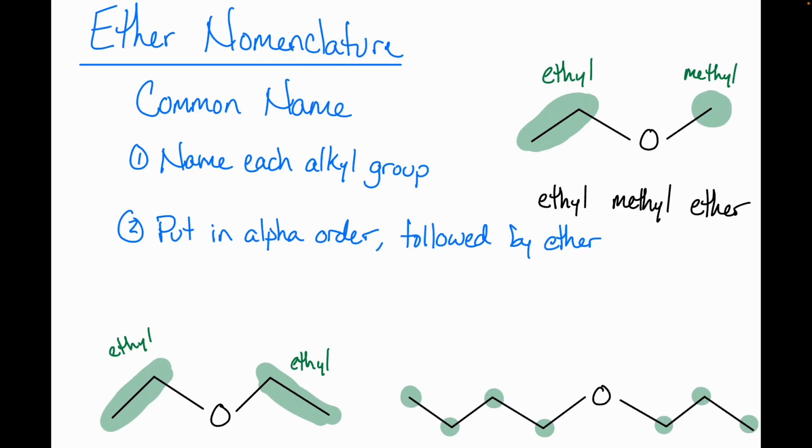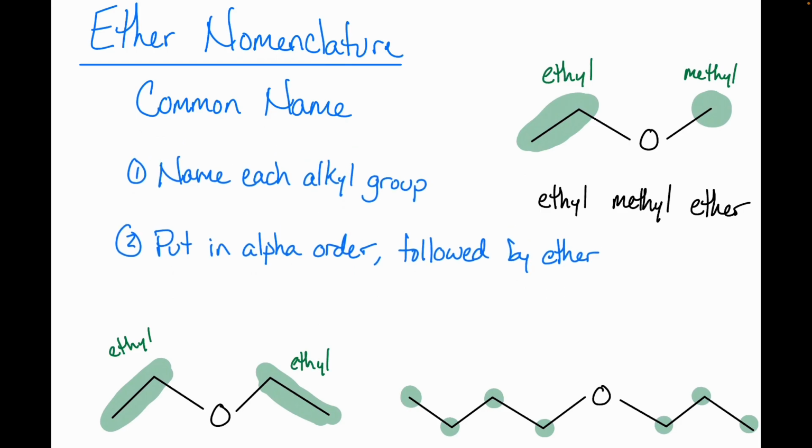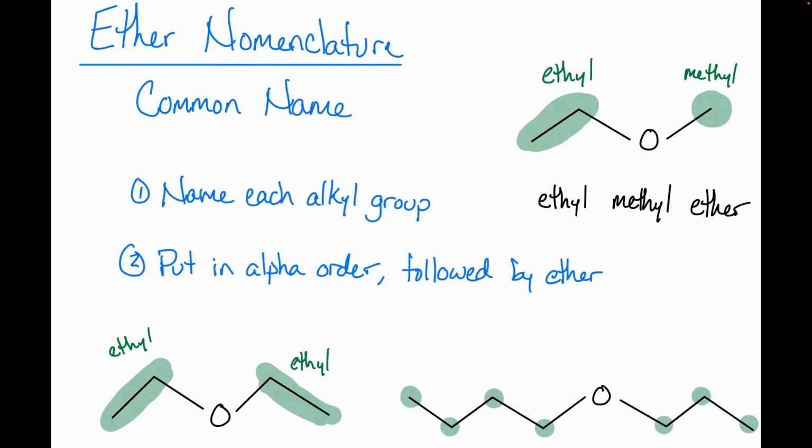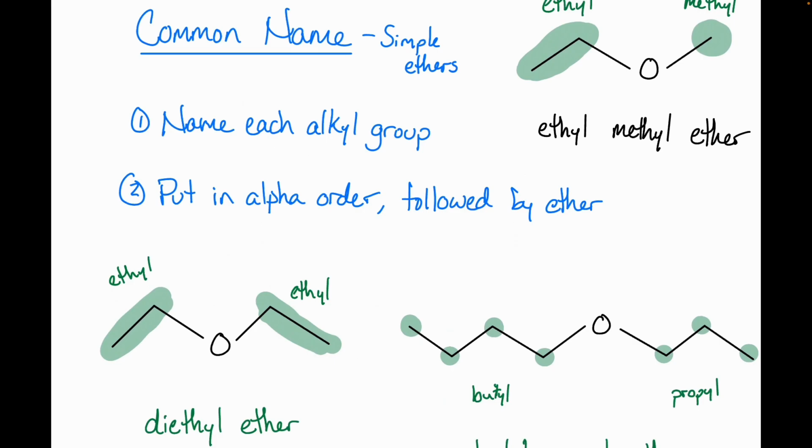Again, ethers are very commonly referred to by their common names, as opposed to some of the other functional groups where they're just strictly referred to by their IUPAC names. The only limitation here is this is really only going to work for pretty simple ethers. As soon as you start adding branch points in there, it completely throws off this whole scheme. So this is something we need to be able to do for these simple straight chain alkyl groups on our ethers, be able to come up with the common name of that molecule.